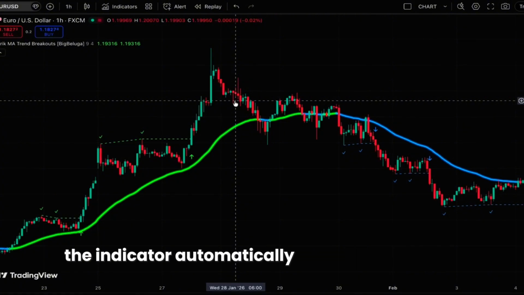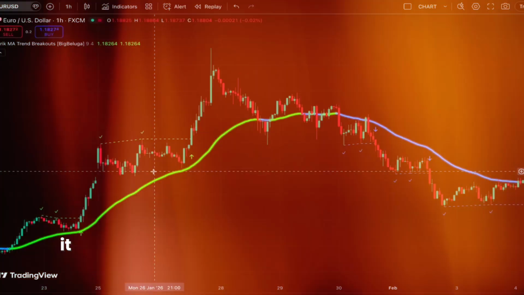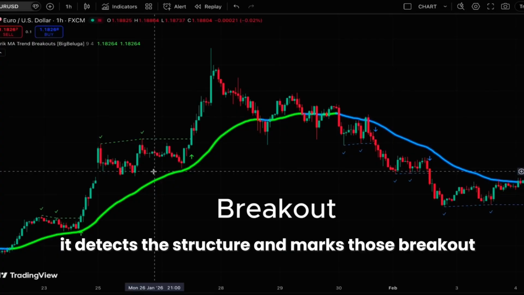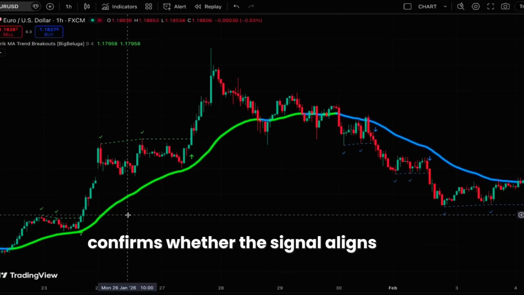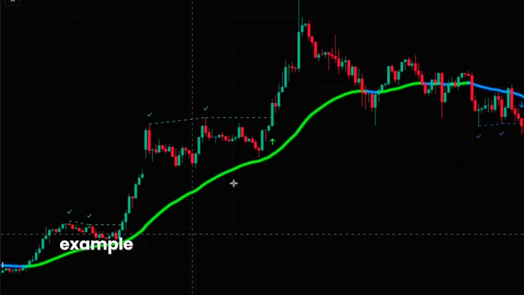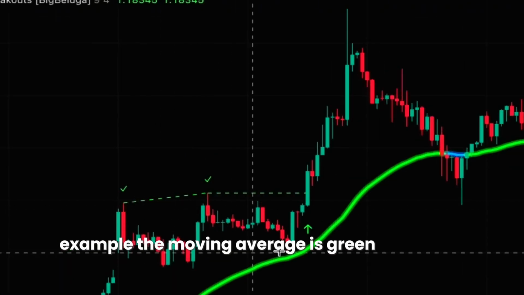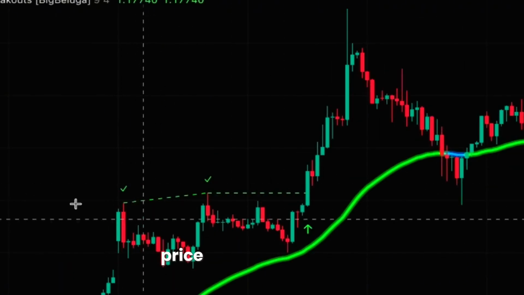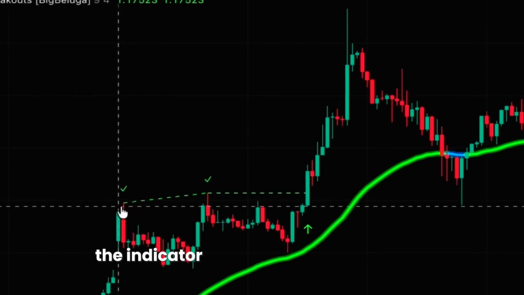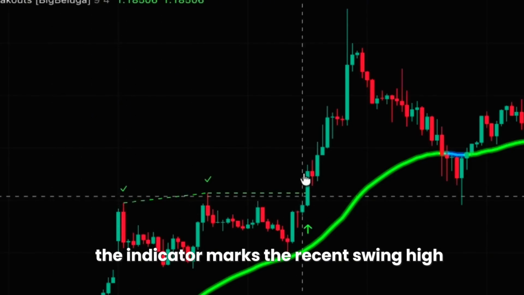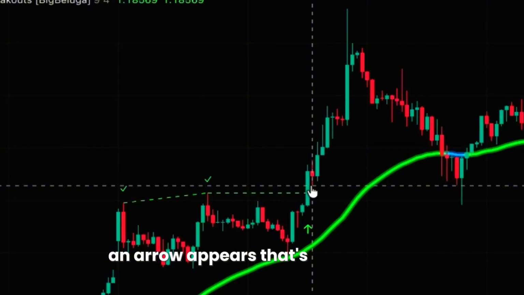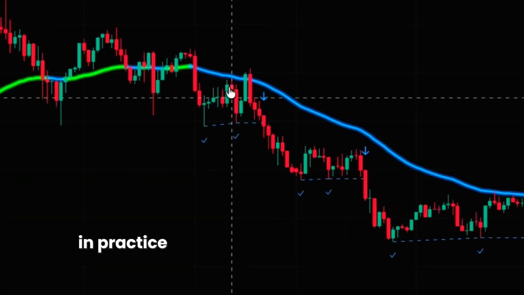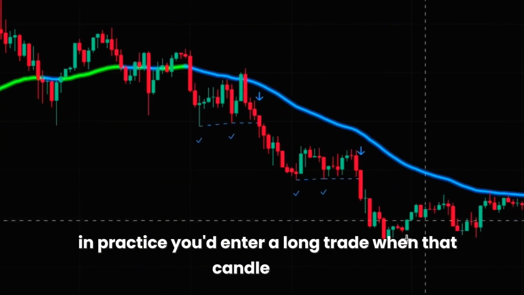The indicator automatically finds these moments. It detects the structure and marks those breakout zones. The Jurik Moving Average confirms whether the signal aligns with the current trend. Example: the moving average is green, showing an uptrend. Price pulls back to the line. The indicator marks the recent swing high, and when a candle closes above it, an arrow appears. That's our buy signal.